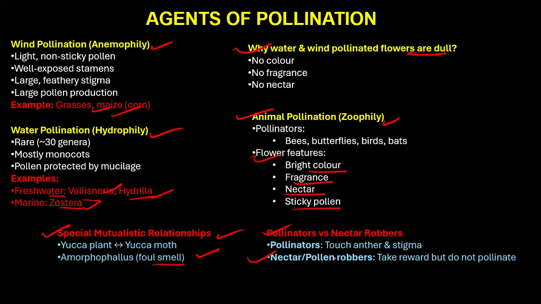You see, not all visitors help in pollination. Only those that contact both anther and the stigma are true pollinators. So these pollinators touch anther and stigma. What are nectar robbers? They take the reward but do not pollinate. They are robbers. So I hope this was easy for you. You can easily understand what is written here. This is the summary of whatever is there in the textbook about pollination. You can watch the video 2-3 times and then you can understand it fully. Thank you.